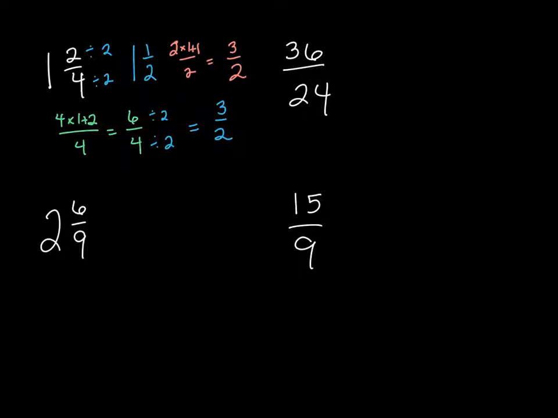Okay, for our second example, 6 and 9 can both be divided by 3. Keep the whole number part. 6 divided by 3 is 2. 9 divided by 3 is 3. Then to go to an improper fraction, we have 3 times 2 plus 2 over 3, which would be 8 over 3.